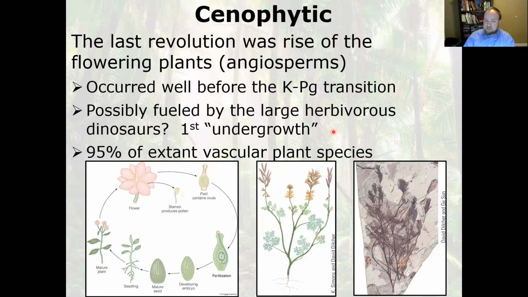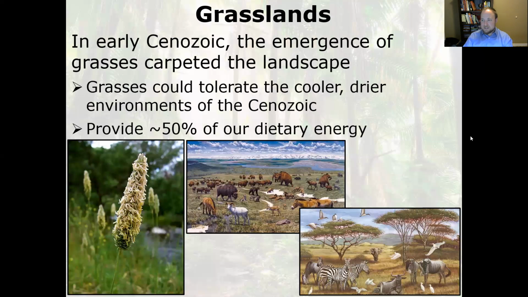But in the Cenozoic here, the flowering plants, the angiosperms, really become dominant, and they just take over everything. They represent 95% of extant vascular plant species. So pretty much anything you think of as a plant is probably a flowering plant. Now, obviously, conifers are an exception to that, but most everything you think of as a plant, 95% of vascular plants are flowering plants. One of the most important flowering plants are grasslands.